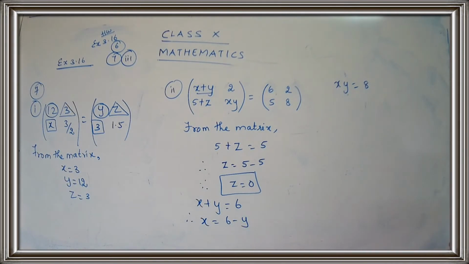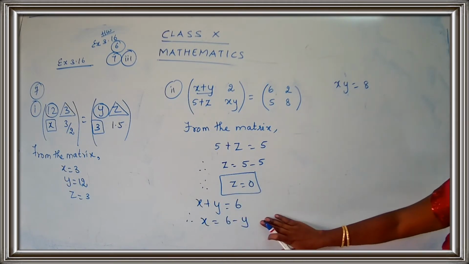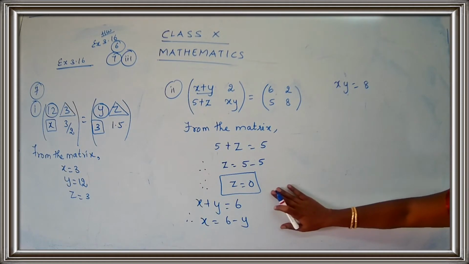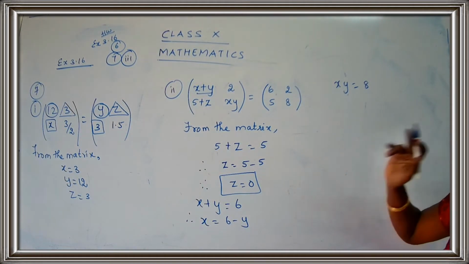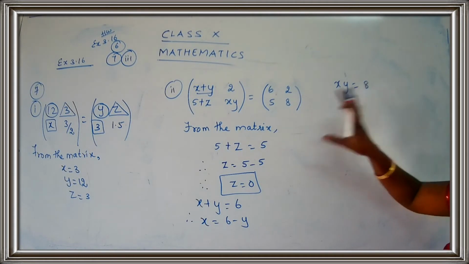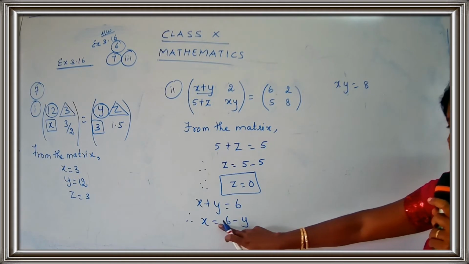So what we are going to do is substitute the value for x here. Are you clear with this step, children? This is a very important type of question. They may ask questions based on equal matrices. So just understand the concept clearly. So x plus y is equal to 6. X is equal to 6 minus y.